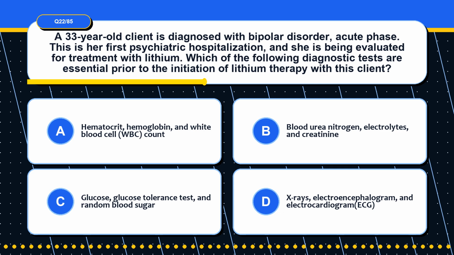Here are the options. Option A, hematocrit, hemoglobin, and white blood cell WBC count. Option B, blood urea nitrogen, electrolytes, and creatinine. Option C, glucose tolerance test and random blood sugar. Option D, X-rays, electroencephalogram, and electrocardiogram ECG.